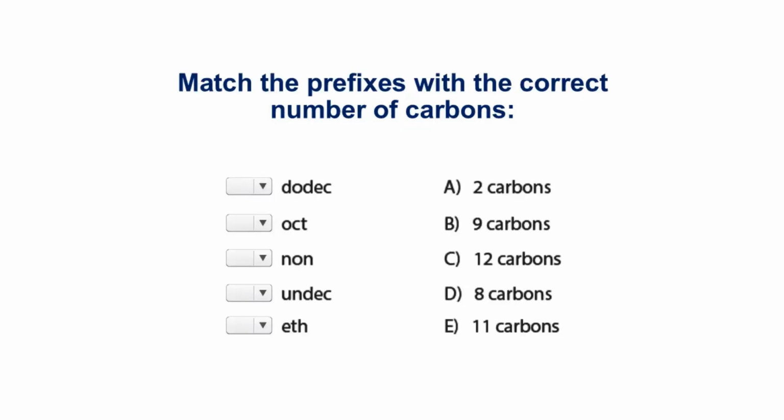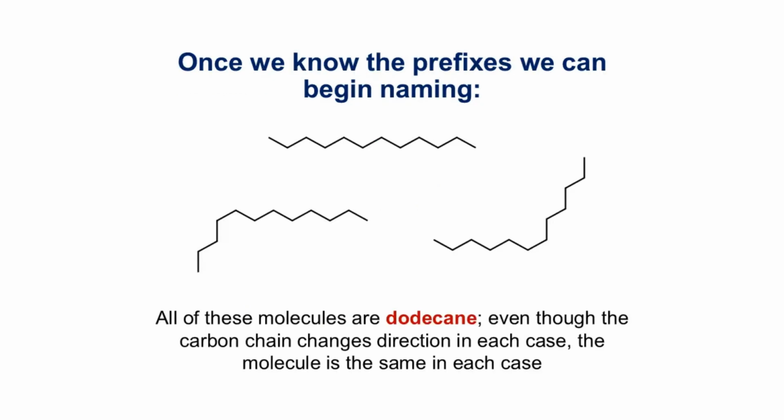In this question, match the prefixes on the left with the number of carbons they represent on the right. Dodec is 12, oc is 8, non is 9, undec is 11, and eth is 2 carbons. With the prefixes on board, it's time to start naming alkanes. Each of the molecules shown is the same compound, with 12 carbons in a straight chain, which is dodecane.